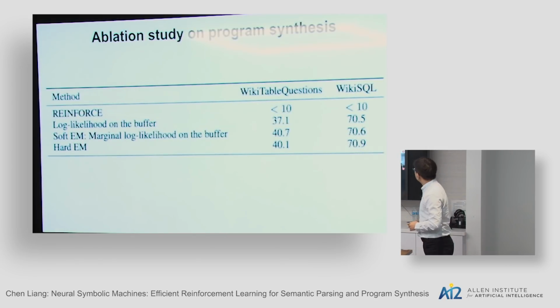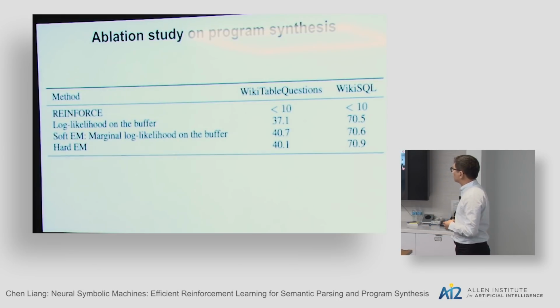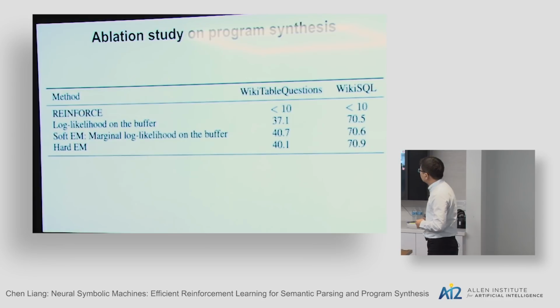So what's more interesting from a machine learning perspective is we did some ablation study on the training objective. On both of these, if we just do REINFORCE, none of them can get any reasonable result at all, because the programs are usually longer, so it's hard for REINFORCE to even sample any good ones.